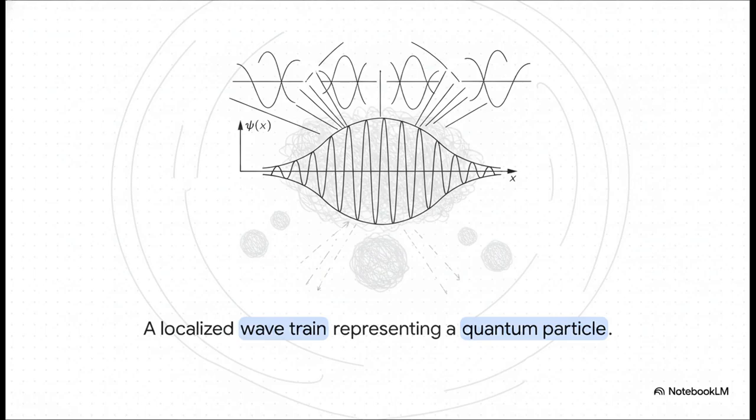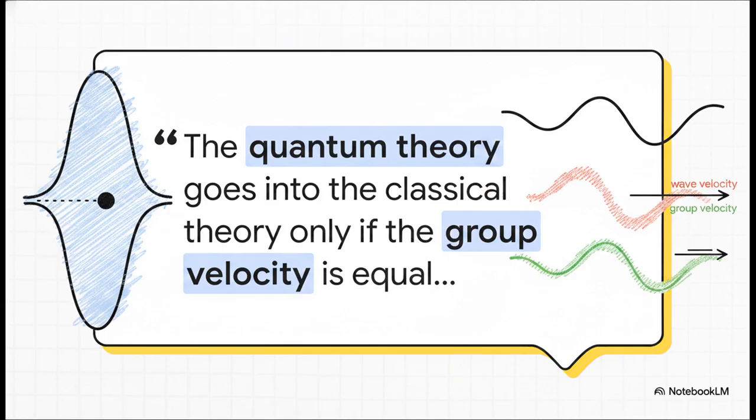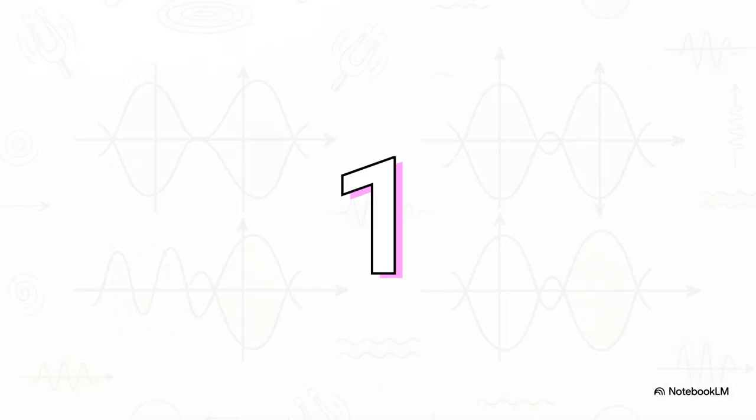This is a localized wave train, and it's remarkably similar to a radio envelope. The center of this lump is where the particle is most likely to be found. And this brings us to an absolutely profound conclusion. The original source text notes, the quantum theory will go into the correct classical theory only if the group velocity is equal to the velocity that we would obtain classically for a particle. Let that sink in for a second. What this physically means is that as this wave packet moves through space, the speed of the lump, the modulation, the beat, represents the actual physical movement of the quantum particle itself. The velocity of the classical particle precisely equals the group velocity of the quantum wave. V equals Vg. It's just a stunning realization.